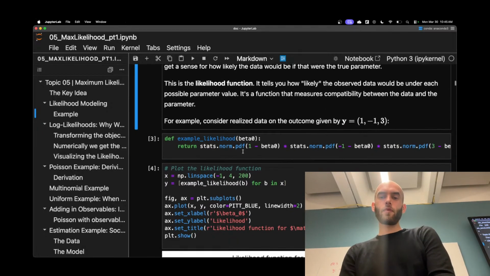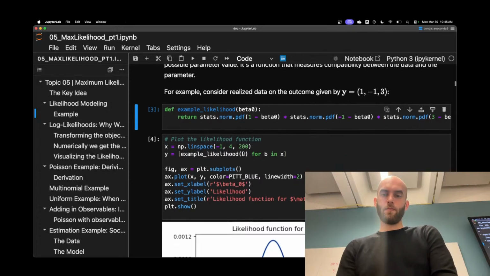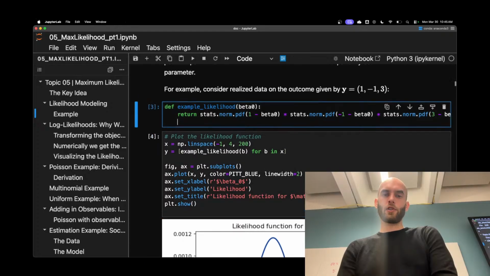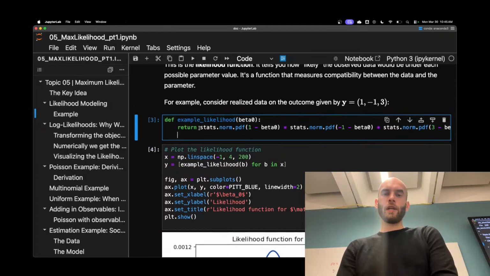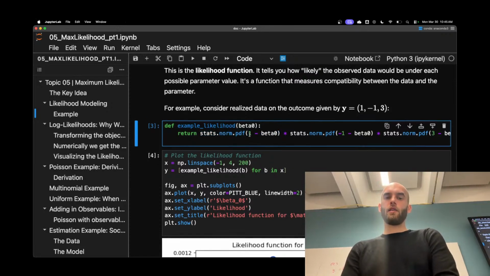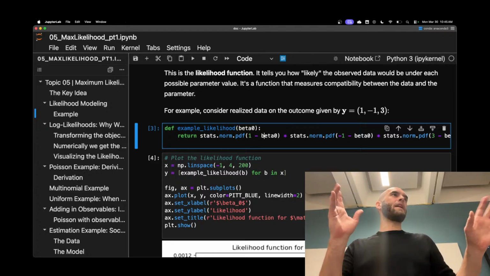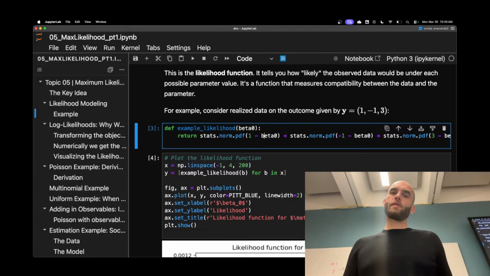Okay. So here's a little example. This is just a likelihood function. And all I'm doing is giving it beta 0. And then I have this first element, which is normal PDF. And then I'm going to multiply it by the second one. We have our 3 observations. So we have 1, -1, and 3. And then we're going to plot different beta 0 values and just see what this looks like.